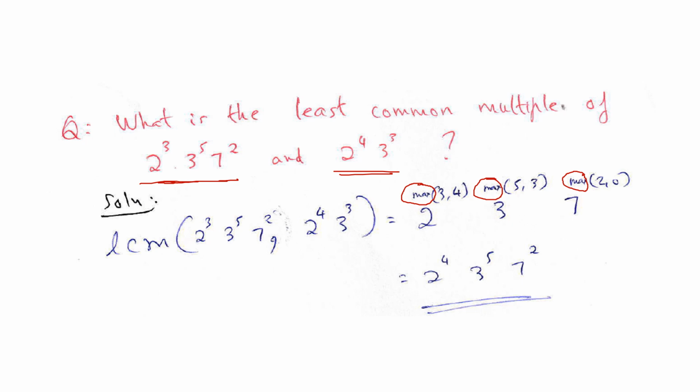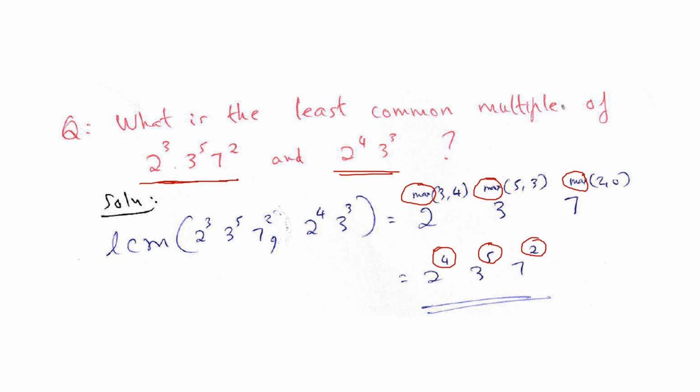So here 2 to the power 3 and 4. What is the maximum you have out of 3 and 4? 4. And you see 5 and 3. What is the maximum there? It is 5. And 2 and 0. What is the maximum? This. You don't have to do any simplification. You can stop here. Okay.